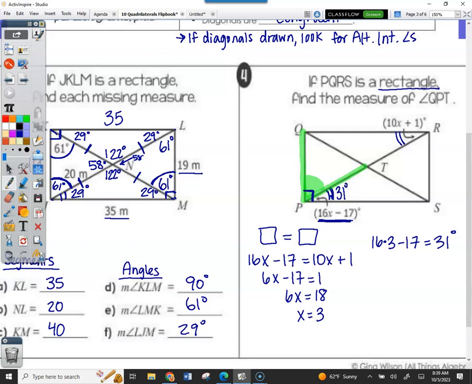So then to get the angle that I actually need, it would be what, y'all? 90 minus 31. What do you get? 59?